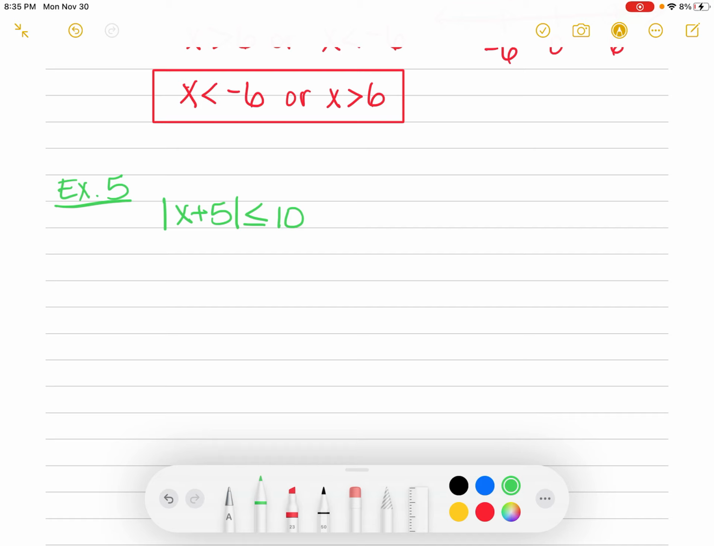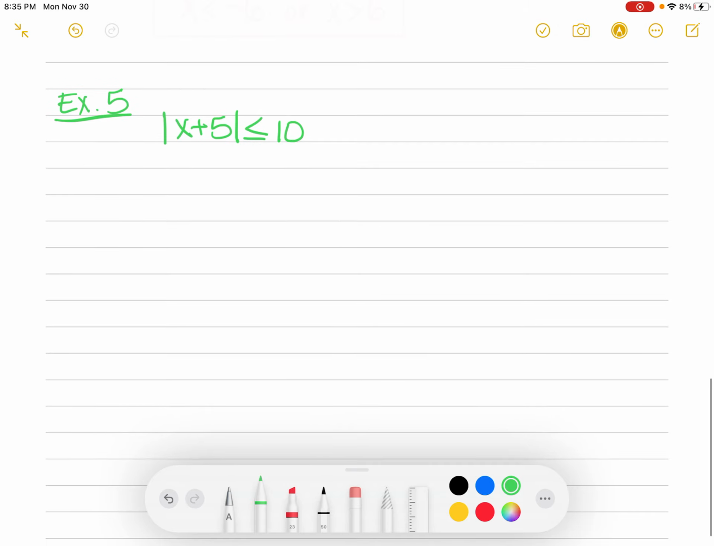So we have a less than. Okay, so that's probably going to mean that we have a conjunction, right? And we're going to write this out twice. We're going to say x plus 5 is less than or equal to 10. And then when we write it out the second time, we're going to flip that sign and make it a negative 10. Okay, so don't forget you're doing 2 separate problems.